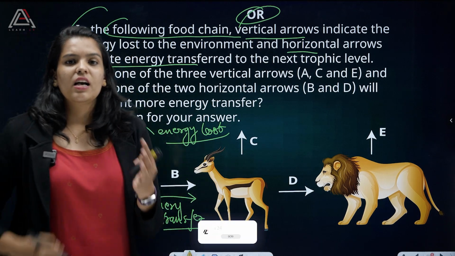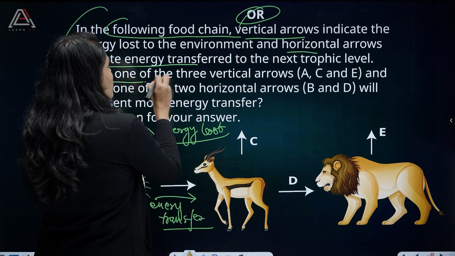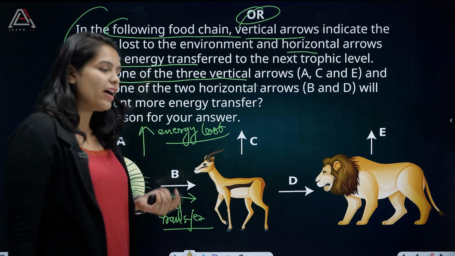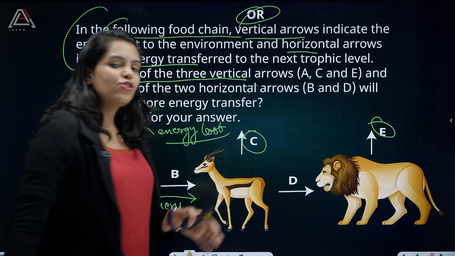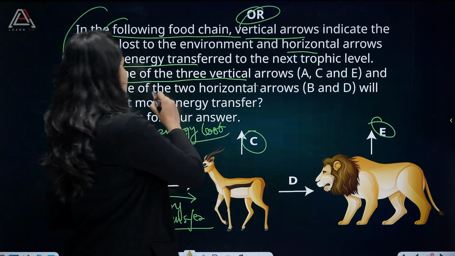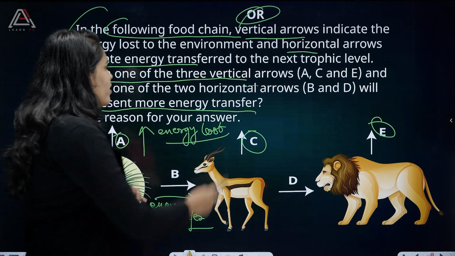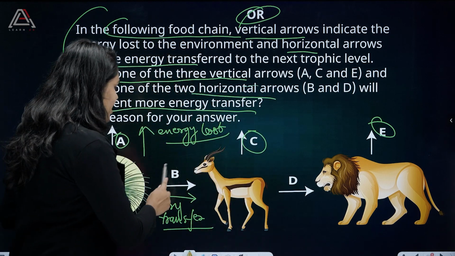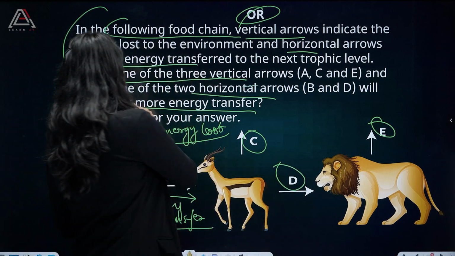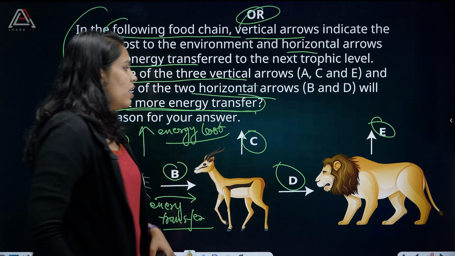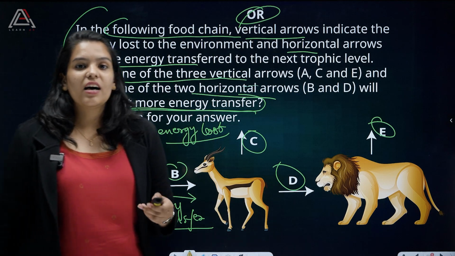Now they are asking questions related to this condition. They are asking which one of the three vertical arrows, that is A, C and E, represents the more energy loss. And in the horizontal arrows, that is B and D, again which of them has the more energy transfer. Now you have studied this in the chapter Our Environment, right?